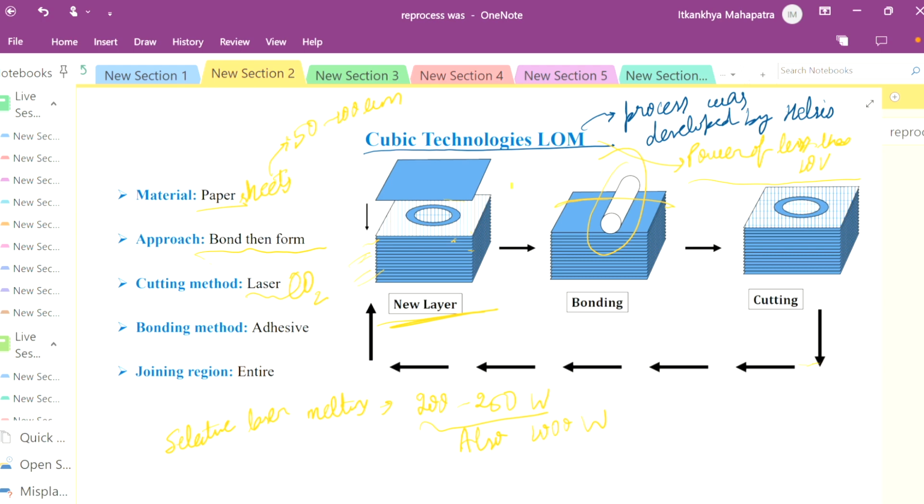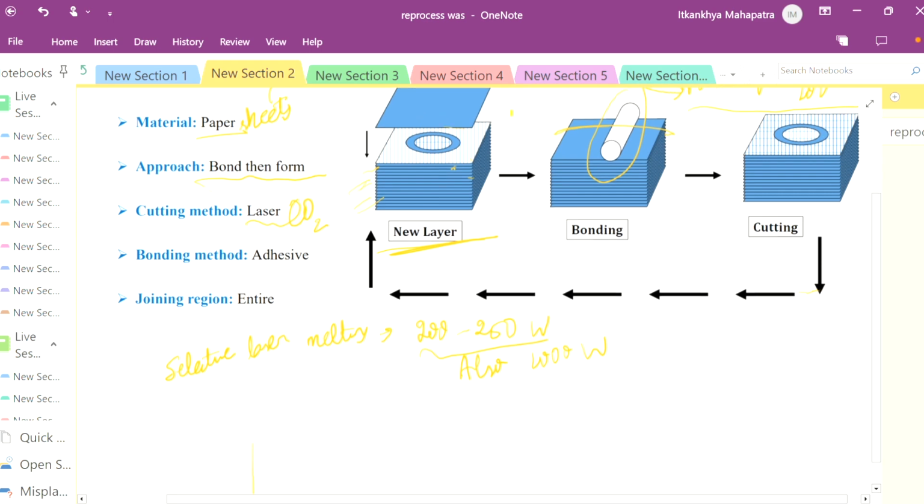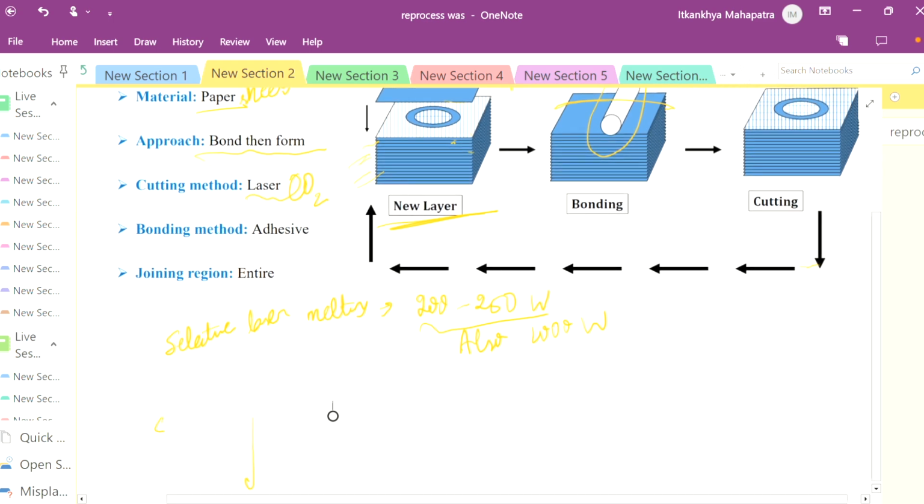But in some processes we do not require the entire region to be joined. A selective portion is required. In that case, our process will be selective deposition lamination. So some processes use selective deposition lamination.